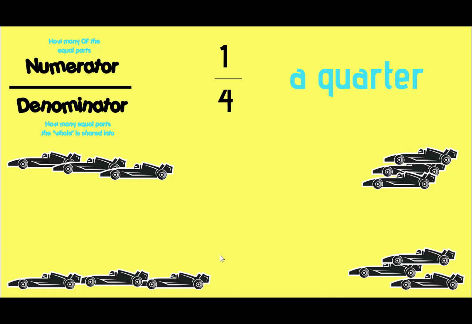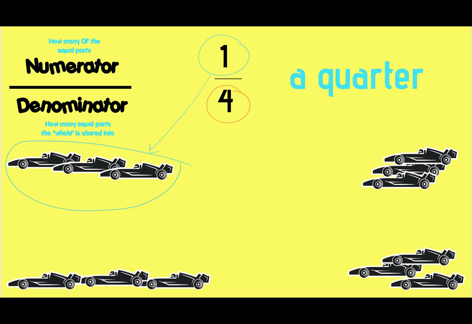Okay, so the bottom part of my fraction, that's telling me how many equal groups, but the top part of the fraction tells me how many I am interested in. So if I wanted to find a quarter of that, I'm just going to look at one group. So there is my quarter. There is my quarter of the set of cars.